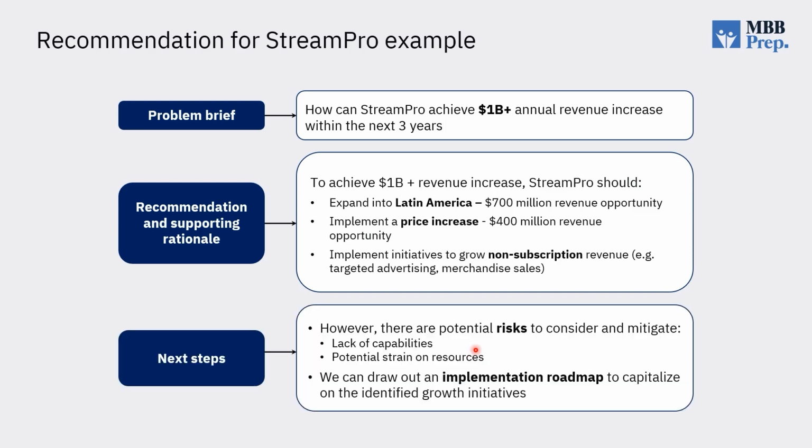But we don't stop at the recommendation, right? In the next steps, we suggest risks to be analyzed and mitigated along with an implementation roadmap. See, we're not just giving advice, we are setting the client up for success. In this particular context, there could be pertinent risks the client should consider and mitigate for. For example, does StreamPro have the capabilities to execute these revenue growth initiatives? Could there be a potential strain on resources or overtaxing of resources as they manage the business as well as try to implement these growth initiatives?